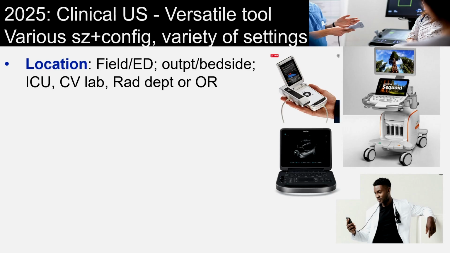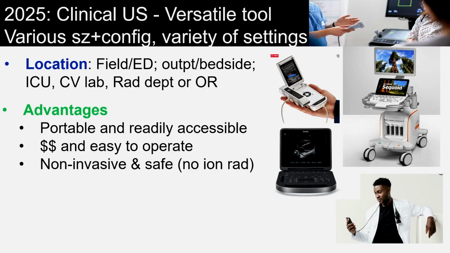We have scanners that are slightly larger that can be used in the outpatient setting for evaluation of thyroids and bladders. We have even larger standing units that can be used in the ICU to not only diagnose hypotension and fluid status, but do procedures. And then we have larger ones in the cardiovascular lab. Of course, in our own radiology department, we have very nice freestanding units. And then we have sort of medium-sized units that we use in the OR to help ablate liver tumors or renal masses. So quite extensive, in quite a variety of settings.